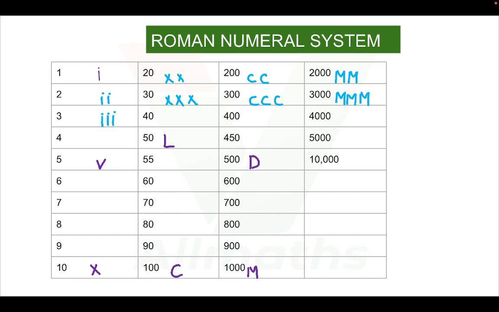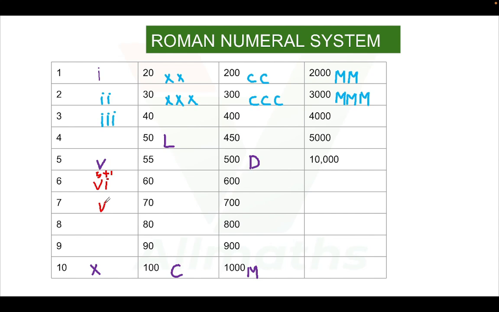If you apply this rule here, V is a bigger number. So if you add the smaller number, I, to it, it gives us 5 plus 1, which is 6. Are you following me? Okay, so let's apply the twin and triplets. Of course, I is a family of 1 that can have twin and triplets.